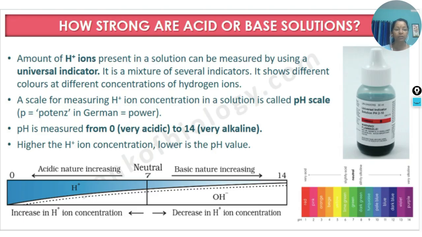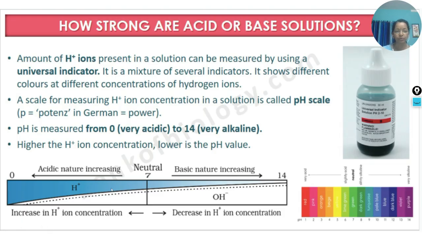So to find out the strength of an acid or a base, we have a new scale called the pH scale. We learned that the reason for the acidic nature is H+ aqueous ions and the reason for the basic nature is OH- aqueous ions. The amount of hydrogen ions present in a solution can be measured by the pH scale, or the universal indicator. It is available in the form of solutions or a paper strip, and it shows values from 0 to 14. 0 means very acidic, 14 means very alkaline. The higher the concentration of H+ ions, the lower the pH value.